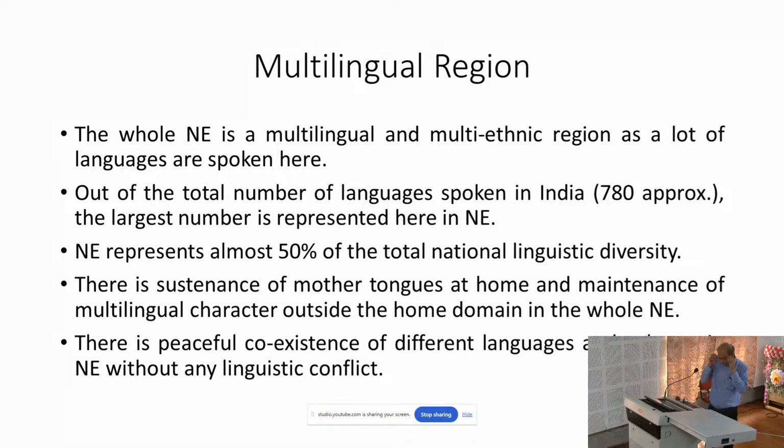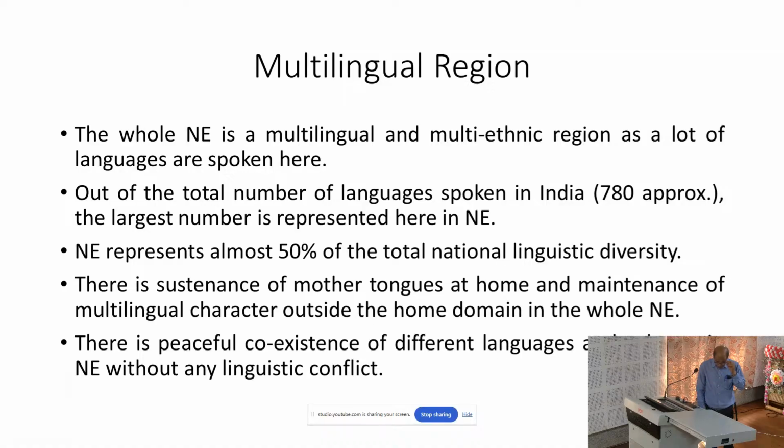Okay, now, since there is an issue of multilinguality in the Northeast, what is unique in the Northeast is that we always preserve our mother tongue at home, meaning that we maintain the mother tongue because we use it, and as soon as we go out of the house, we use another language if the situation demands. So the Northeast is an area where preservation is taking place.